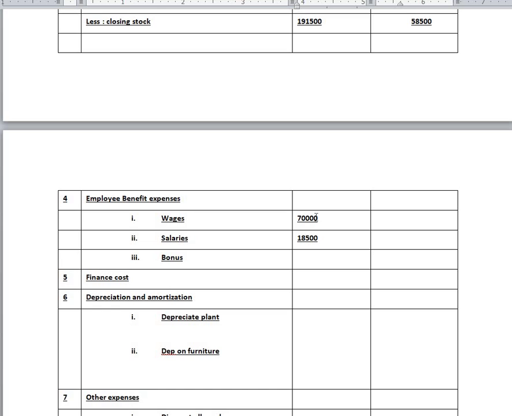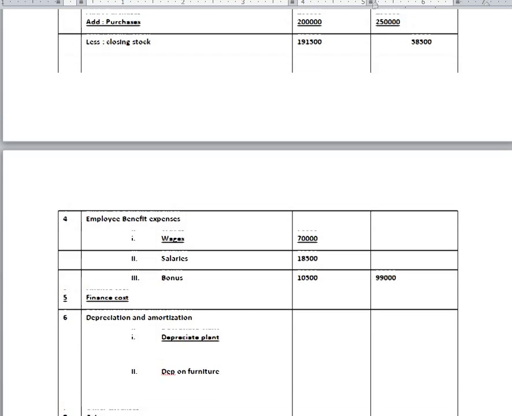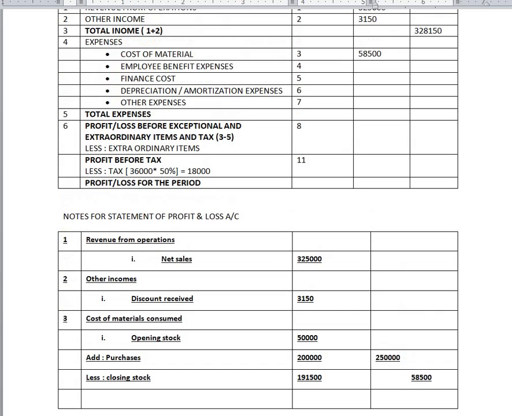Now let us see bonus. So bonus is an item which is given in the question. The amount of bonus given in the question is 10,500. Now all that you have to do is add these three items, which is 70,000 plus 18,500 plus 10,500. So the answer will be 99,000, isn't it? So 99,000 is posted here, and you can take it directly. Take that 99,000 and post it in the employee benefit expense column. Okay, so 99,000 is posted.